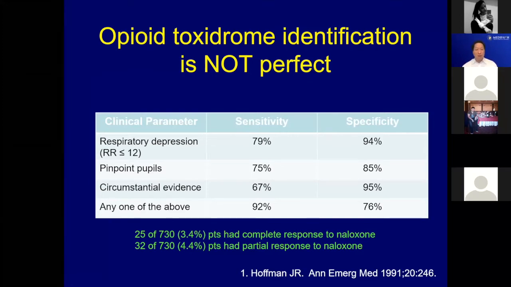If you look at it, probably the best specificity and sensitivity is respiratory depression. Pinpoint pupils weren't that great. So having pinpoint pupils is not necessarily synonymous with an opioid overdose.